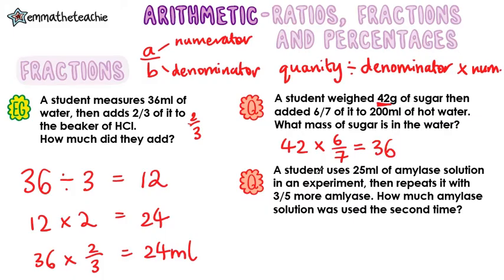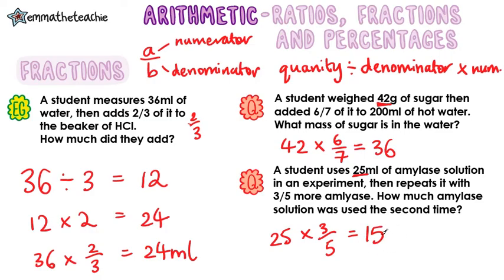Next one, a student uses 25 mils of amylase solution in an experiment, then repeats it with 3/5 more amylase. How much amylase solution was used the second time? Okay, so we start with our 25, that's our quantity, and we're going to multiply it by 3/5. So we can do 25 divided by 5, which is 5, and then times it by 3, which is 15. Or you can put it all in on your calculator and see that answer.